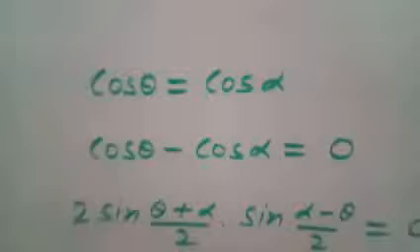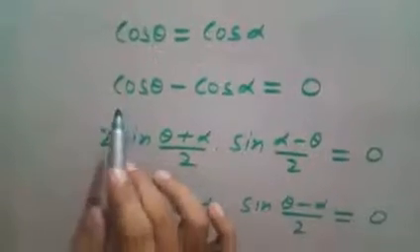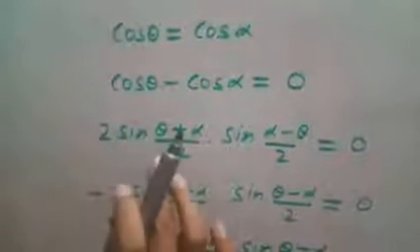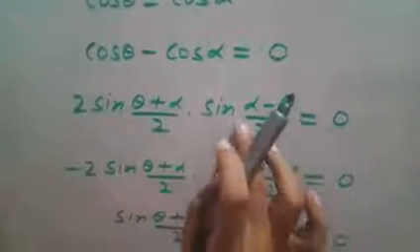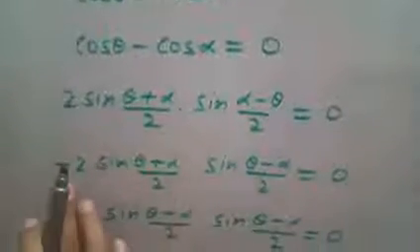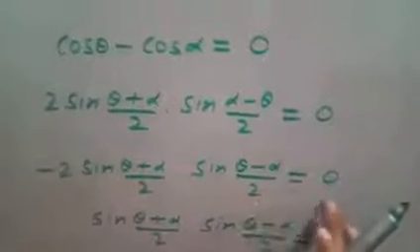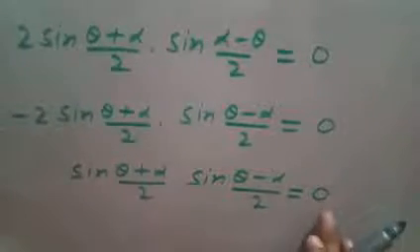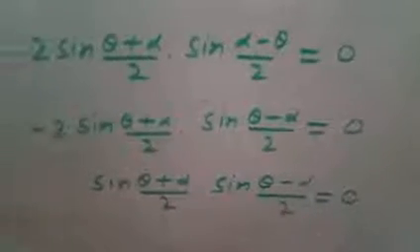Now if cos theta is equal to cos alpha, then cos theta minus cos alpha is equal to 0. Now here we are going to apply cos C minus cos D, that is minus 2 sin (C plus D) by 2 into sin (C minus D) by 2. So minus 2 sin (theta plus alpha) by 2 into sin (theta minus alpha) by 2 is equal to 0. The minus 2 is multiplied on this side, so on the other side it divides 0, and that becomes 0. So here sin (theta plus alpha) by 2 into sin (theta minus alpha) by 2 is equal to 0.